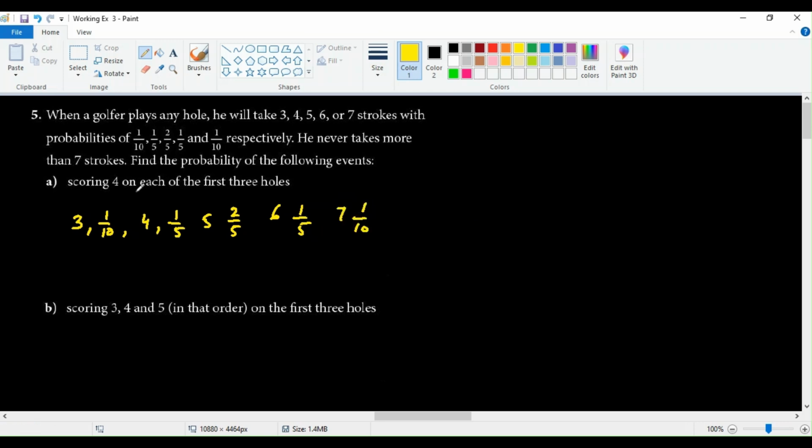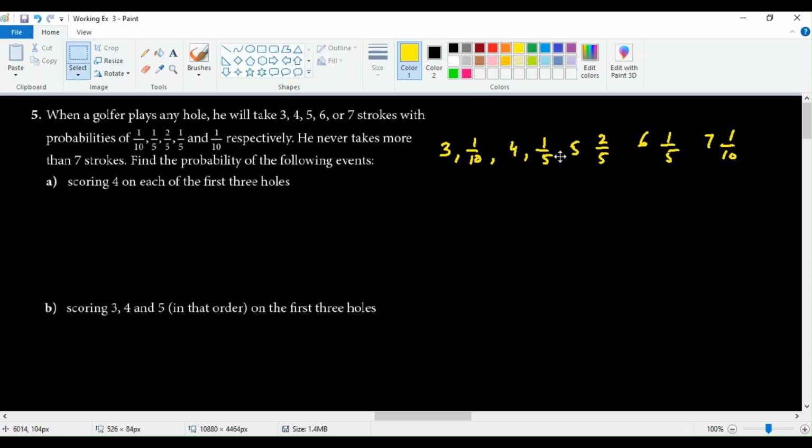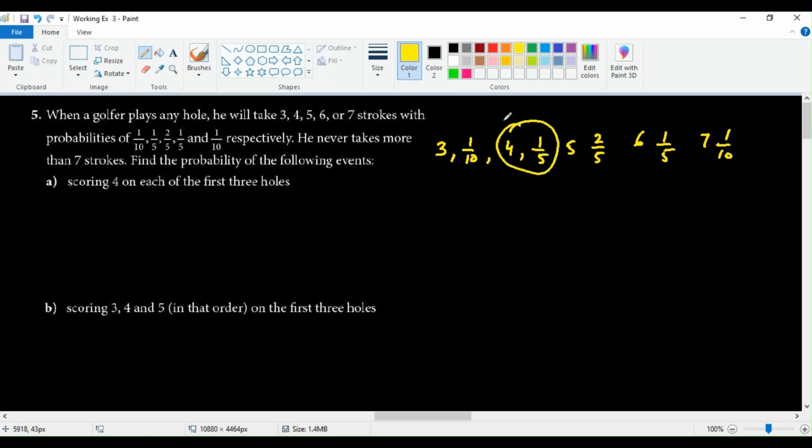Now for scoring, once we look at the scoring, it's going to be something like this. For scoring a 4, you know very well it is 1 over 5. So 1 over 5 to the power of 3. So the final answer for scoring 4 on each of the first three holes is 1 out of 125. This is the final answer for this question.